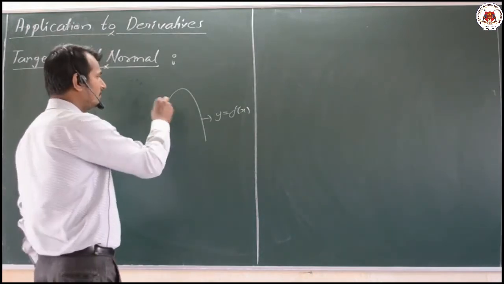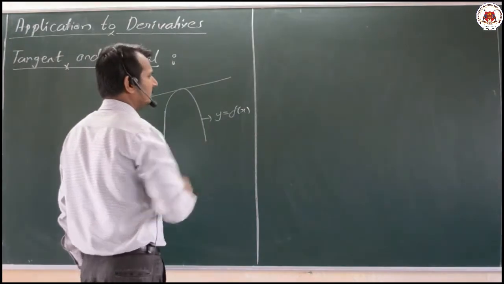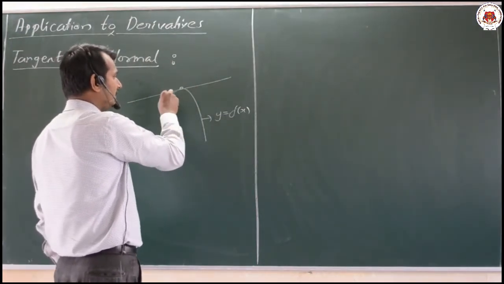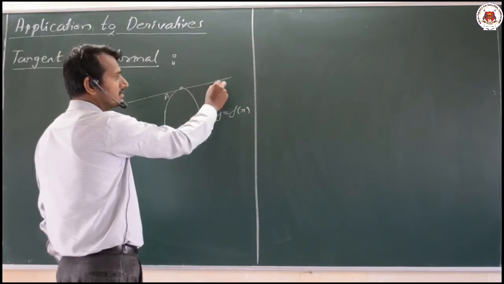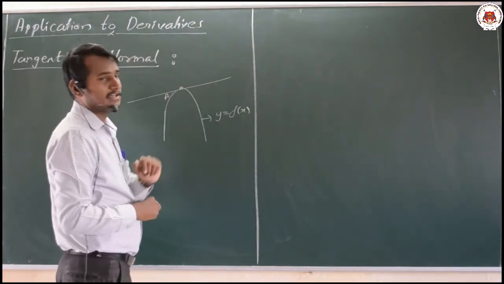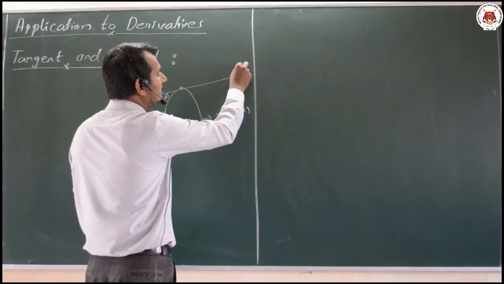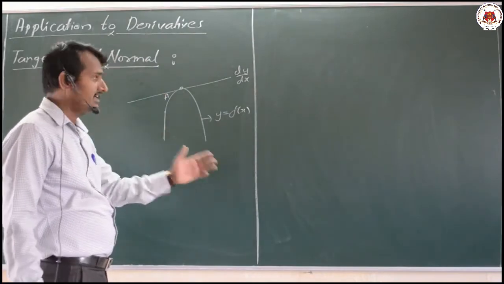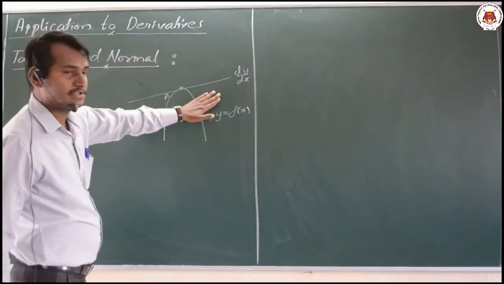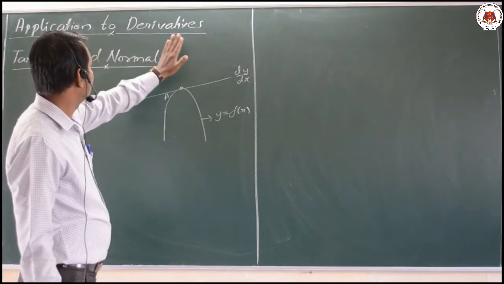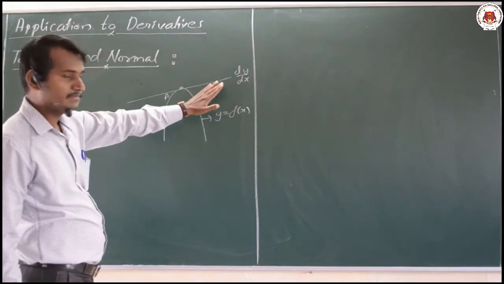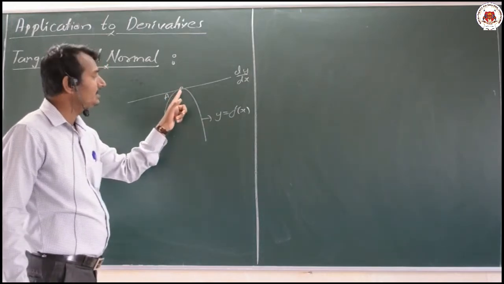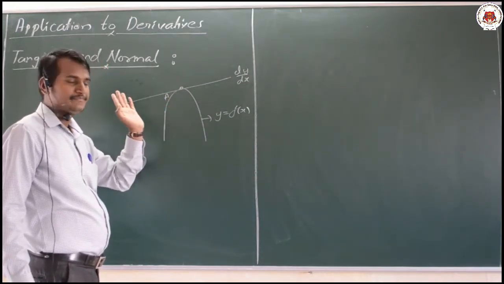Dear students, we have to observe that this is our line. It is our tangent drawn to the curve at the point A. At this particular point A, this is nothing but our tangent. This particular tangent is nothing but our dy by dx. So the application of the derivative means the tangent itself is nothing but the derivative of this y is equal to f of x at the point A.